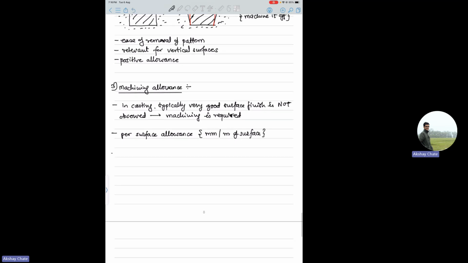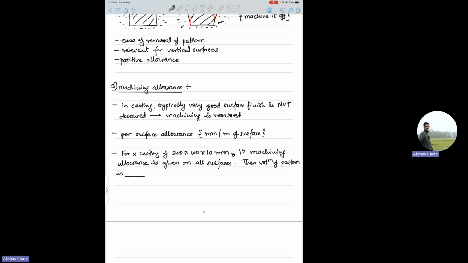So, for example, if I take an example, I am giving, okay, for a casting of 200 by 100 by 10 mm, 1% machining allowance is given on all surfaces. Then volume of pattern is blank times volume of casting. So again, you have to find the fill in the blanks kind of question.